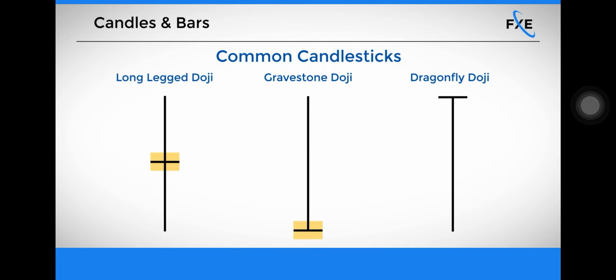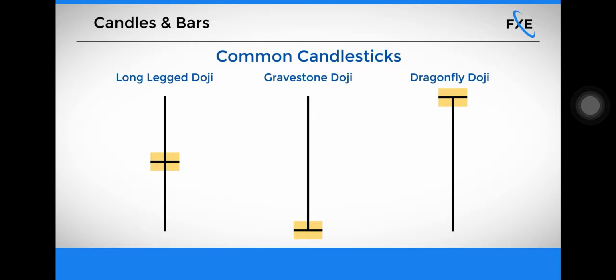The gravestone doji is a candlestick that forms when opening and closing prices are close to being equal and occur at the low of the period. The upper shadow indicates that the period's buying power was matched by the sellers and is commonly interpreted to suggest that the direction of the trend may reverse. The dragonfly doji is a candlestick that forms when the opening and closing prices are equal and occur around the high of the period. The long lower shadow indicates that the levels of the buyers and sellers are nearing a balance and that the direction of the trend may reverse.